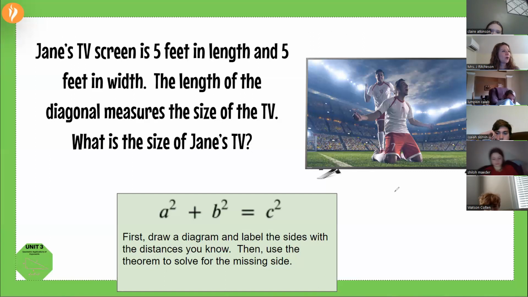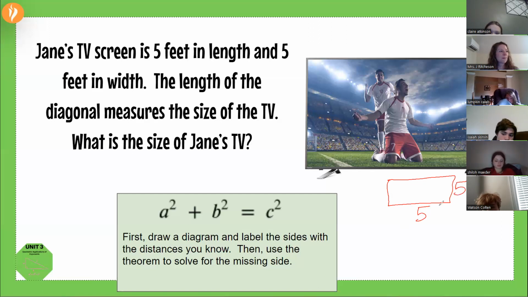All right. So here, let's draw another picture. It says Jane's TV is 5 feet in length and 5 feet wide. Oh, he was talking to his mom. The question is, what is the size of Jane's television? So we want to know what is the diagonal, all right?